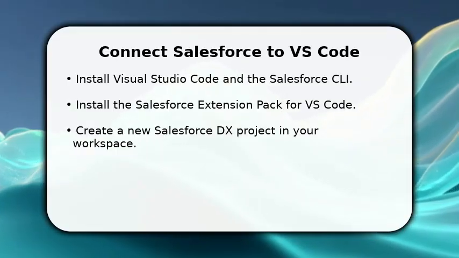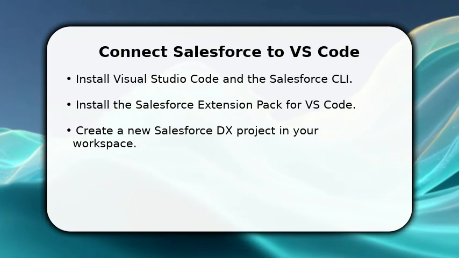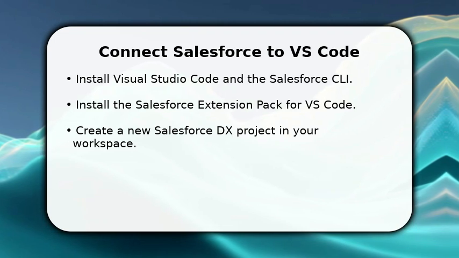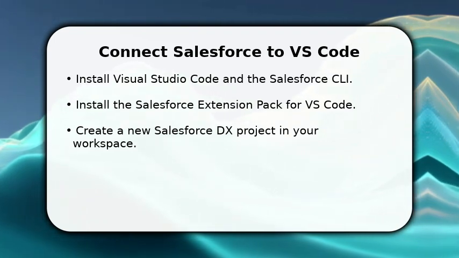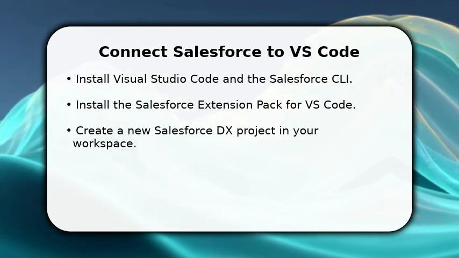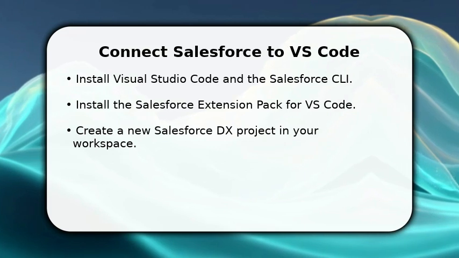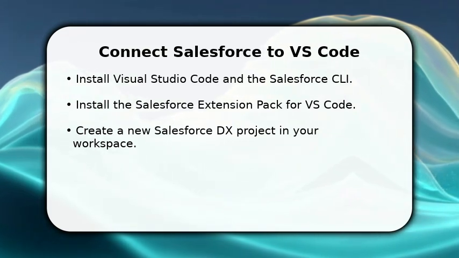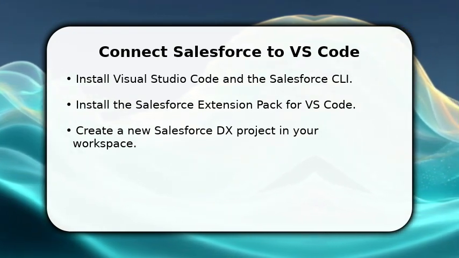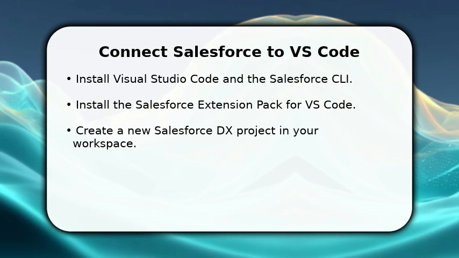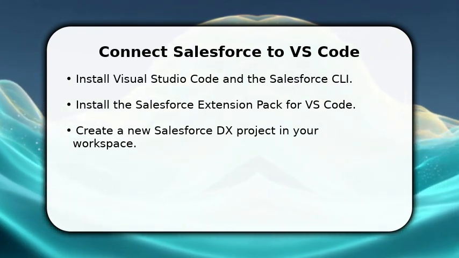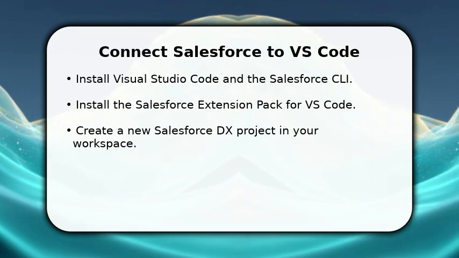In this video, I will explain how to connect a Salesforce org to VS Code. First, ensure you have Visual Studio Code and the Salesforce CLI installed on your system. Next, open VS Code and navigate to the Extensions view to install the Salesforce extension pack. This pack provides essential tools for Salesforce development. Finally, use the command palette to create a new Salesforce DX project, which sets up your local development environment.